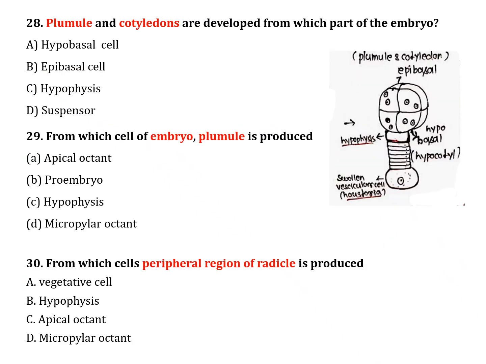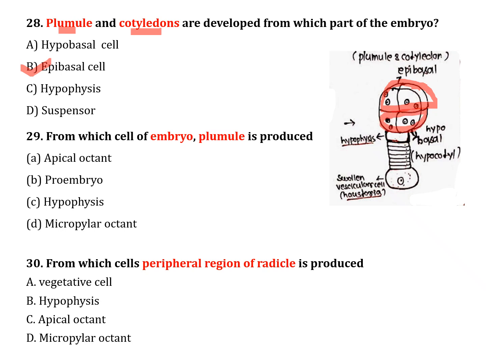The next question, number 25. Plumule and cotyledons are developed from which part of the embryo? Option A, hypobasal cell. Option B, epibasal cell. Option C, hypophysis. Option D, suspensor. Correct answer is option B, epibasal cell. This is the epibasal cell and lower is the hypobasal cells.